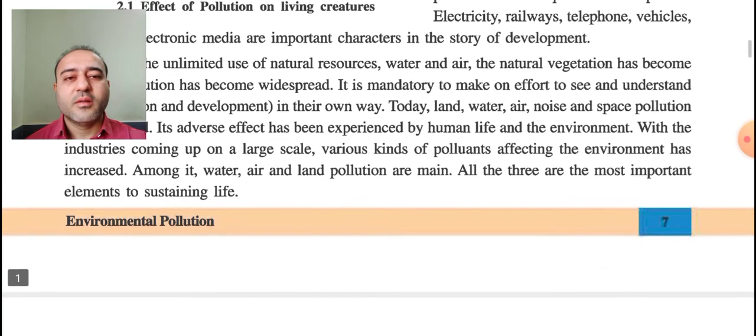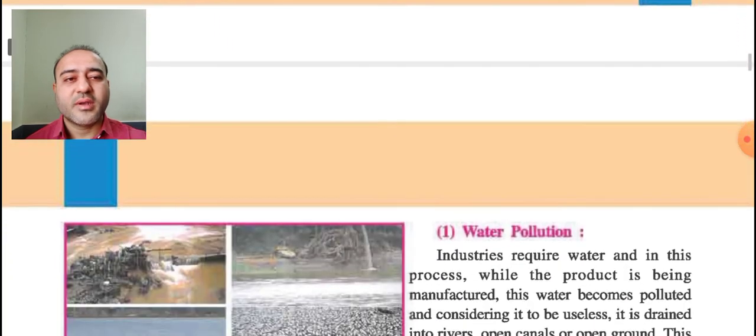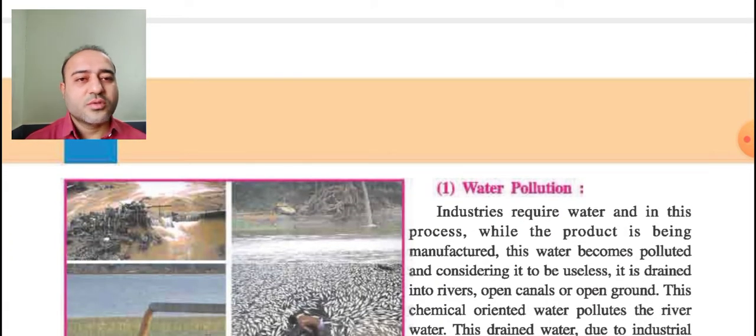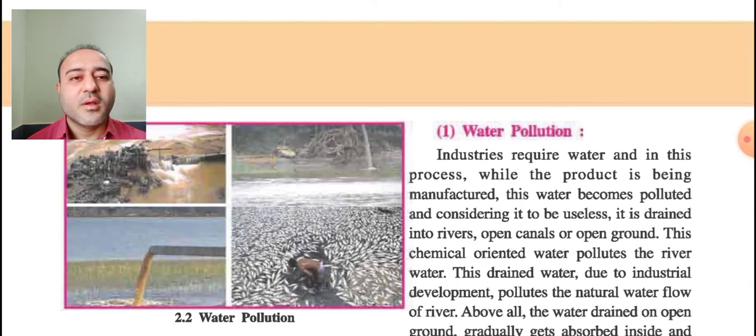Okay, we'll move further. That is on the next page. So the first type of pollution which is given to us in our textbook is water pollution, right? So we all have heard about water, right? It is the lifeline of human beings, without which we cannot live.